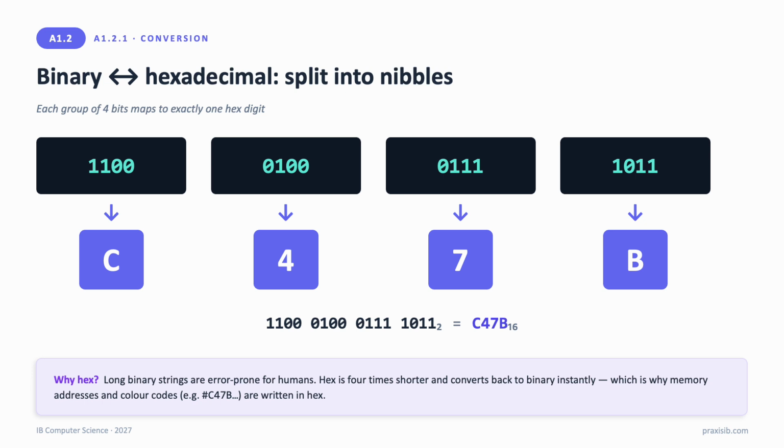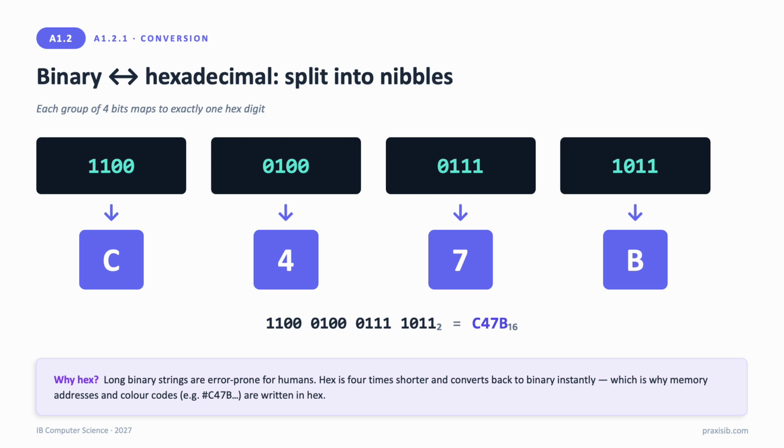The next, 0 1 1 1, is 7. And the last, 1 0 1 1, is 11, which in hex is the letter B. Put them together and that whole long binary number becomes simply C47B. Look how much shorter that is. That's the entire point of hex.